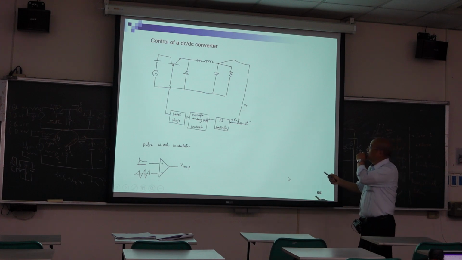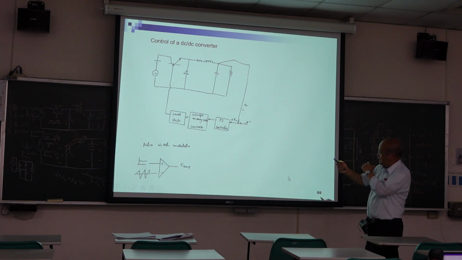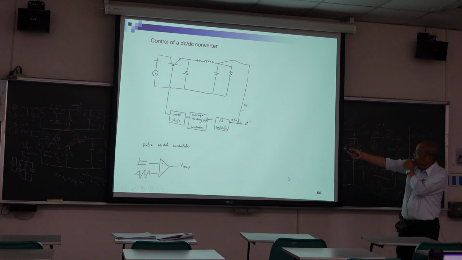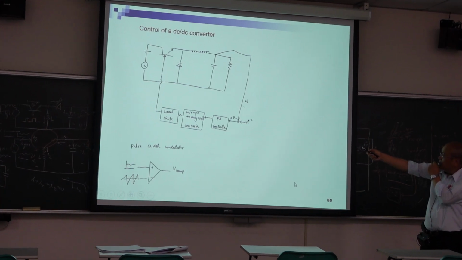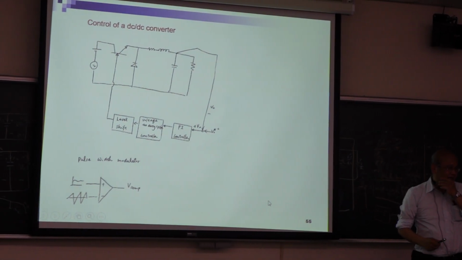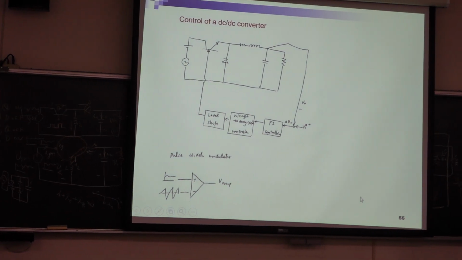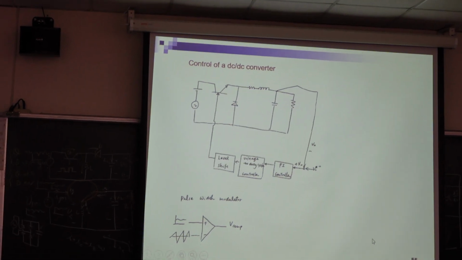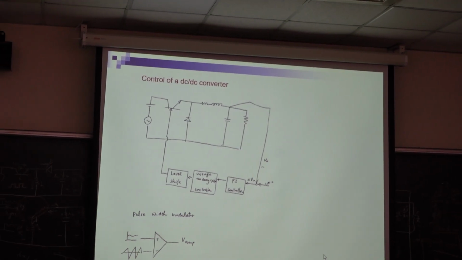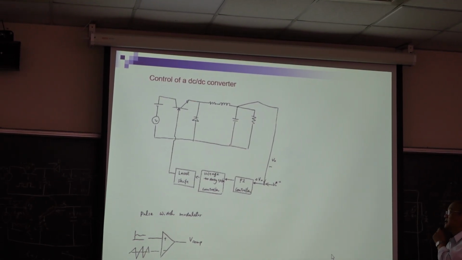So now what do we need? We need to control this converter. So what is this converter? Anybody has any idea? We have a switch here, we have a diode here, we have an inductor here, we have a capacitor here. So what is this converter? Boost, buck-boost, or buck? So this is a buck converter.